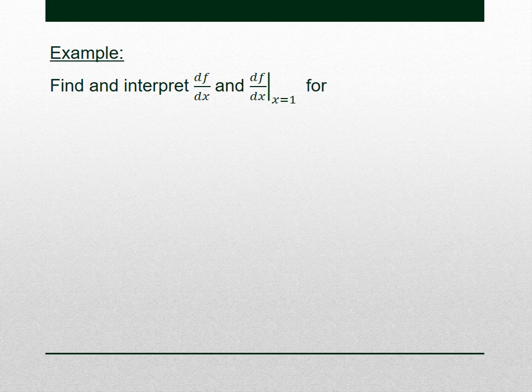All right, so now we want to find and interpret here df dx. So this is the other notation for f prime, the derivative. And this would be f prime of 1, right? That's equivalent notation there. And this is our f of x here. So to find that derivative df dx, we take the limit as h goes to 0 of the difference quotient, f of x plus h minus f of x over h.